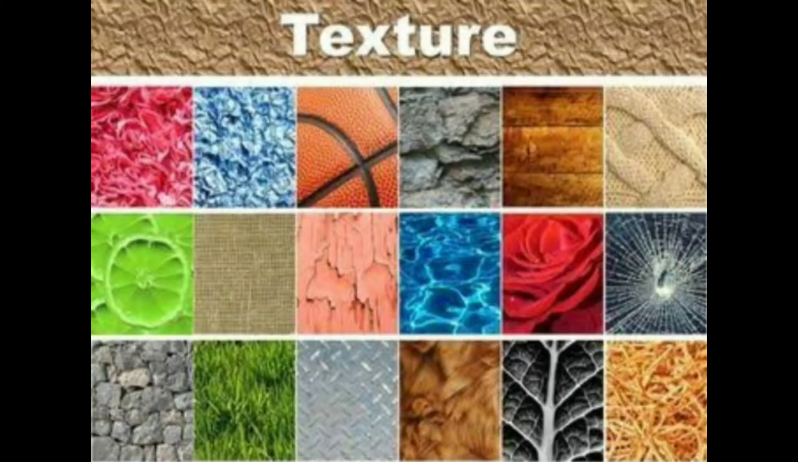Now the next element is texture. The kind of the surface of an object is called texture. We can see and feel this element of art. For example, softness of the petals of a flower, the roughness of rocks and mountains, crunchiness of tree trunk. We should remember what texture we want to exhibit or showcase.